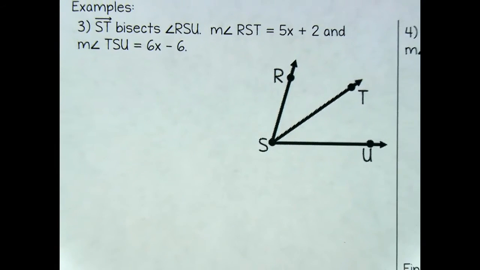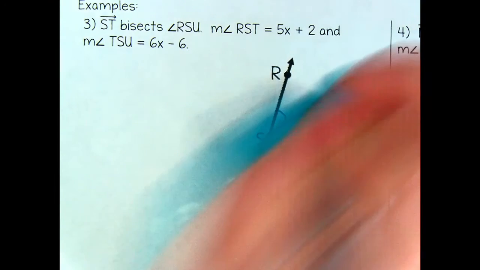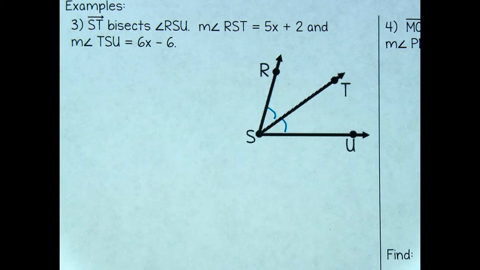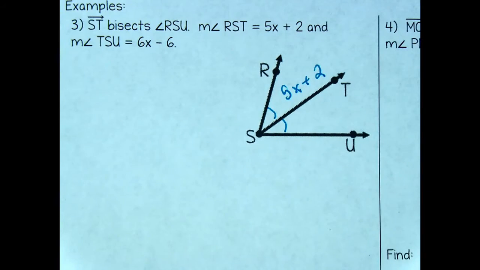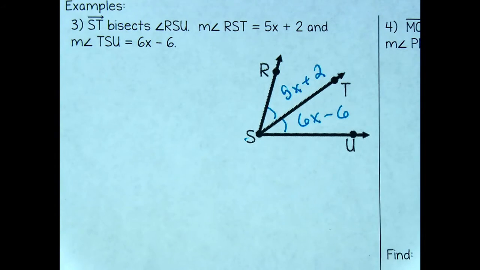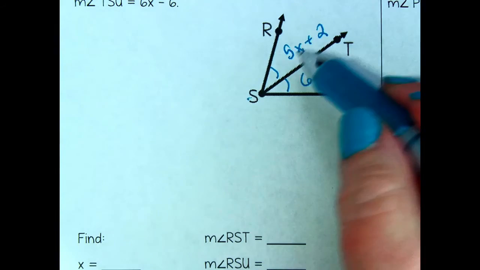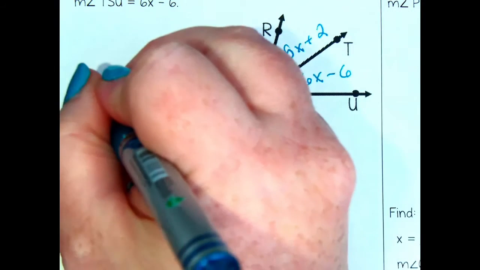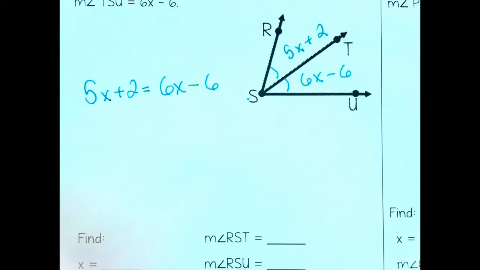So ray ST bisects angle RSU, and I take it one step at a time, and I'm going to mark those as bisected. And the measure of angle RST is 5x plus 2, and the measure of angle TSU is 6x minus 6. And I want to find x, the measure of RST, and the measure of angle RSU. So since I know that these are bisected, that lets me know that they are equal. Since they are congruent, I am going to set the equations equal to each other.